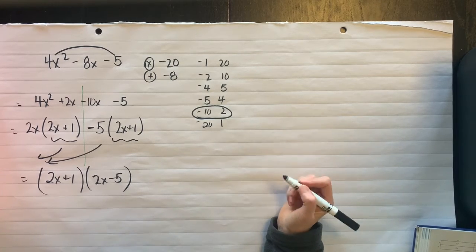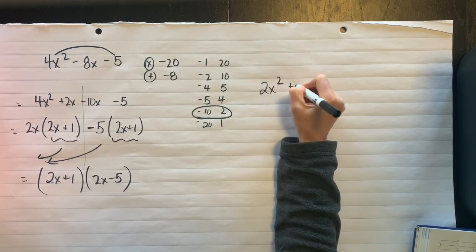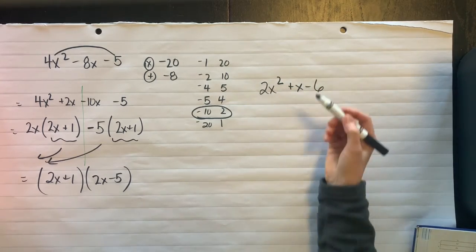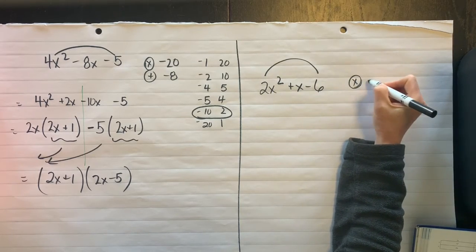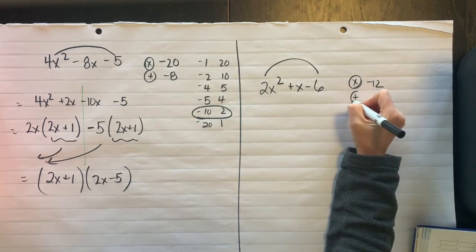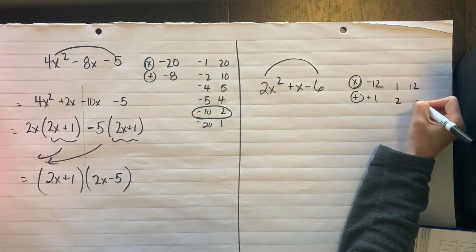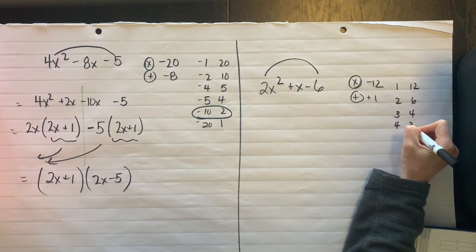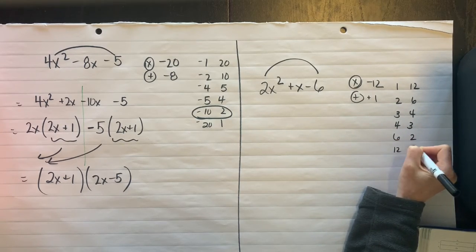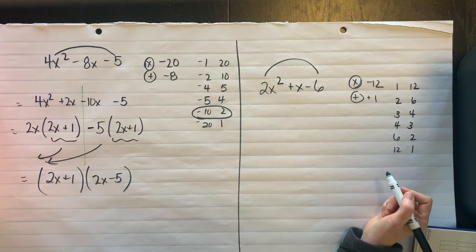Okay, let's do one more example. I have 2x squared plus x minus 6. So I'm looking for two numbers that multiply to -12 and add to positive 1. So 1 and 12, 2 and 6, 3 and 4. I'm halfway because those numbers are beside each other. 4 and 3, 6 and 2, 12 and 1. You see, once you get halfway, you're just taking these and flipping them around, so that makes it fast.